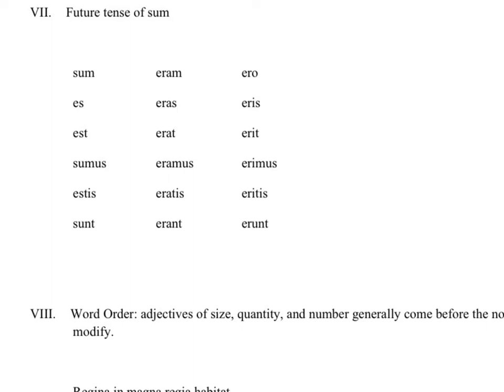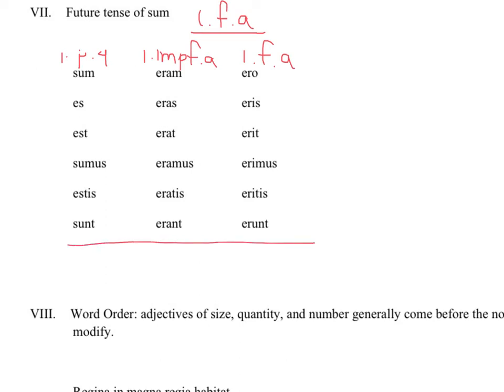The seventh point that the book presents is the future tense of sum. This is just something you have to memorize. This would be the indicative, future, active. The same thing that you learned at point number 1 of this chapter. The indicative present active, you should have already memorized. The indicative imperfect active, you also should have memorized by now. And now you're learning today the indicative future active. Again, these are forms that are irregular and need to be memorized.